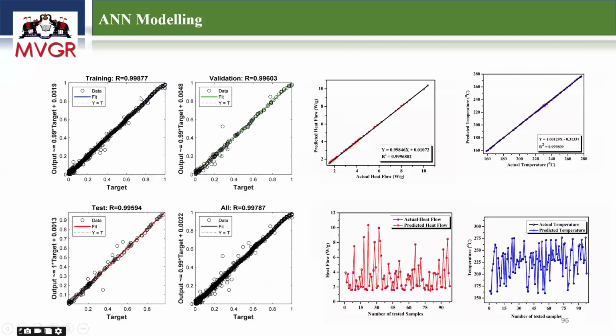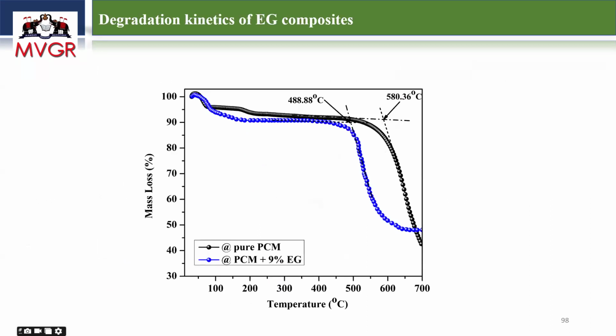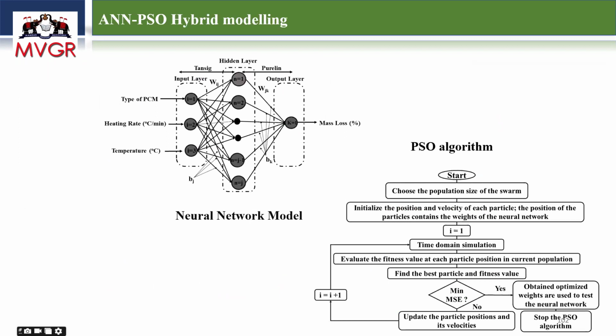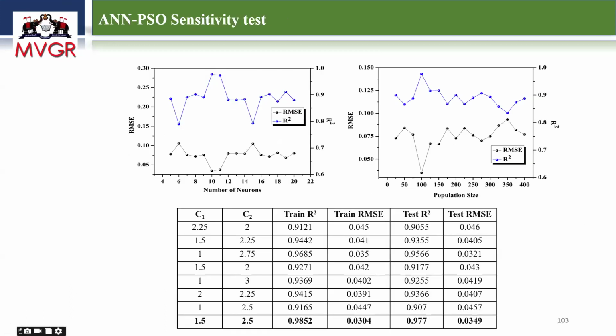Here also we are conducting the sensitivity analysis, and finally we are getting the best value. Similarly, TGA data also we can predict. Here I implemented particle swarm optimization. Yesterday we already discussed this hybrid algorithm, ANN and PSO. Here the type of PCM, heating rate and temperature data are inputs, and finally how much mass loss there will be. The TGA data also we can predict.